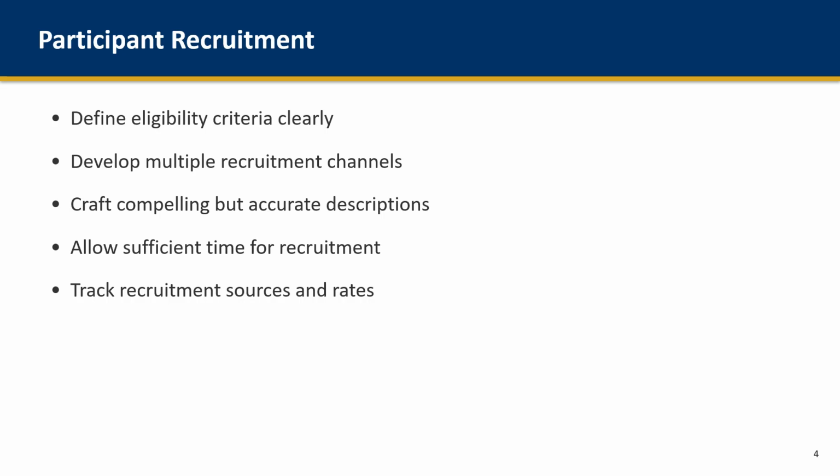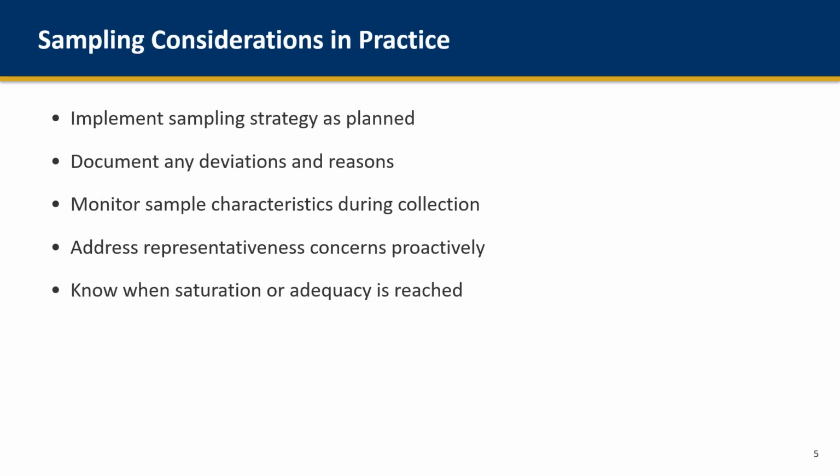Track where participants come from and response rates for different channels. This information helps you allocate effort efficiently. If one channel produces many participants and another produces none, adjust accordingly. Document recruitment for your methods section. Your methodology determined your sampling strategy. Now you implement it in practice, which always presents challenges the plan didn't anticipate.